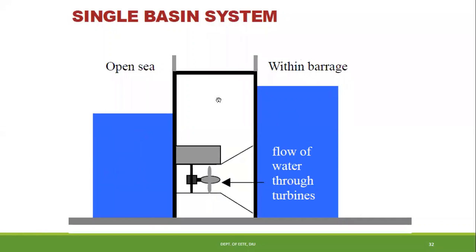After that, when the low tide happens, the level in the open sea is lower and the barrage has a higher level. At that time, we open the gate, and the water flows from the basin, from the higher level to the sea. It still has to pass through this turbine, and when the water flows through the turbine, the turbine rotates. In this way, it is a way of harvesting wave and tide energy.